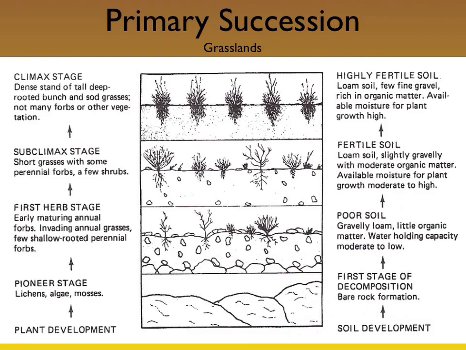So here's our primary succession, going from the basic stages at the bottom to the climax stage, the stable stage, at the top. You can see on the right hand side, what happens in the soil, what does it go from, and what does it go to, and on the left hand side, what do the plants go from, lichens, algae, mosses, and what do they go to: a dense stand of tall, deep-rooted bunch and sod grasses, not many forbs and other vegetation.